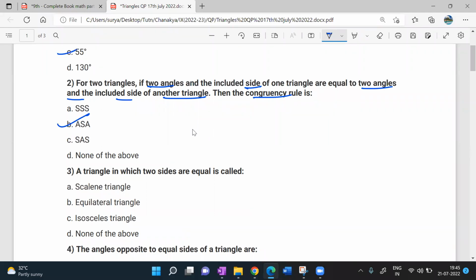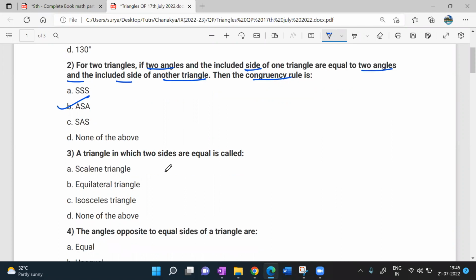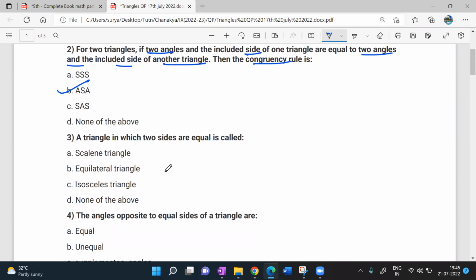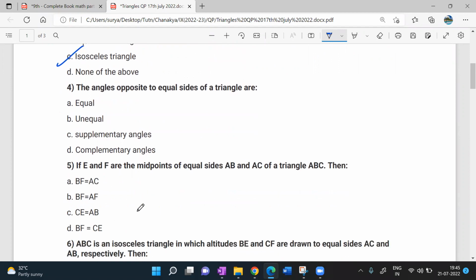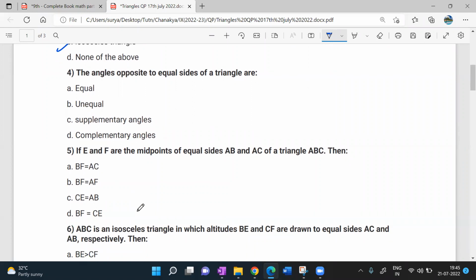ASA is the answer. First one is 55 degrees. Very simple. Next one's isosceles. Two angles and included side of one triangle is equal to two angles and included side of another triangle. A triangle in which two sides are equal is nothing but an isosceles triangle. Next, the angles opposite to equal sides are equal. It's a theorem. Two angles opposite to equal sides are equal, and the sides opposite to equal angles are equal.